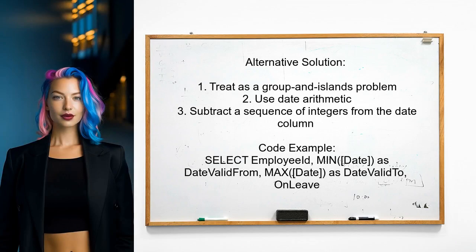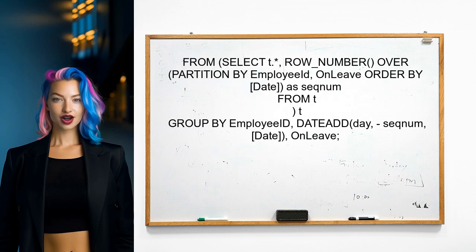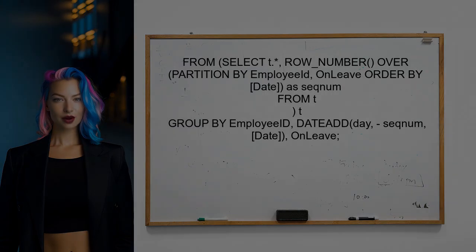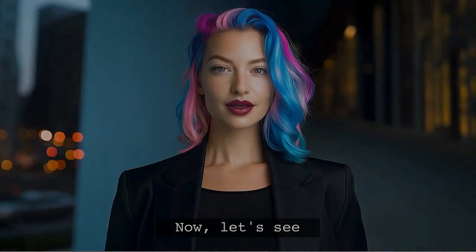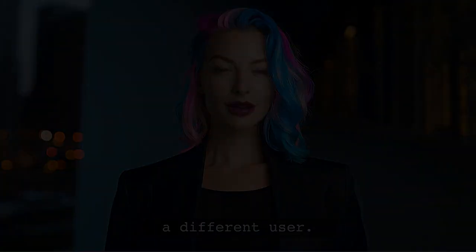An alternative solution to ranking records based on a changing value involves treating this as a group and islands problem. The key idea is to use date arithmetic. By subtracting a sequence of integers from the date column, you can identify groups of similar values. Now, let's see a response from a different user.